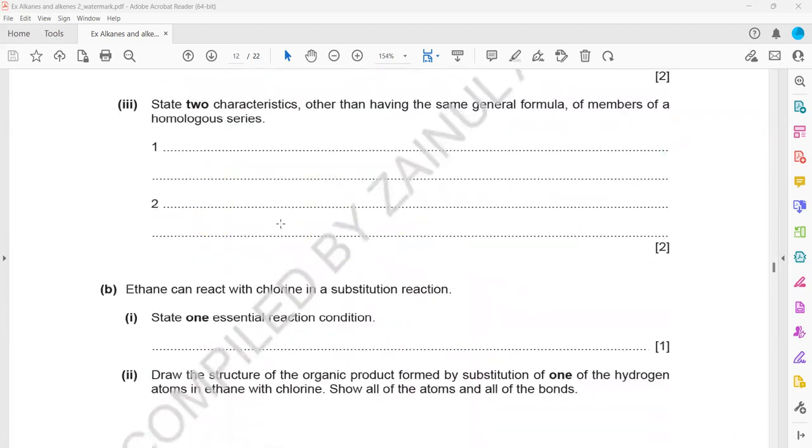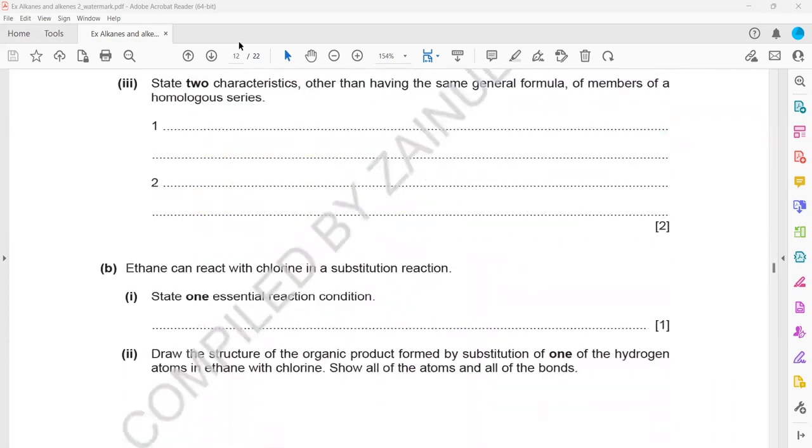State two characteristics, other than having the same general formula, of a homologous series. Same functional group and similar chemical properties.